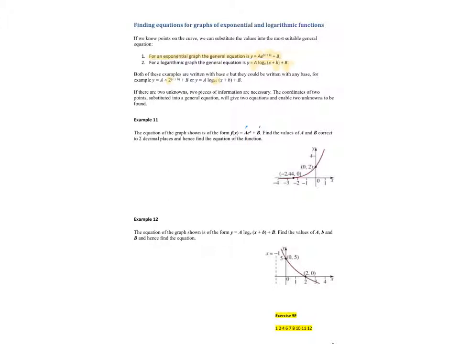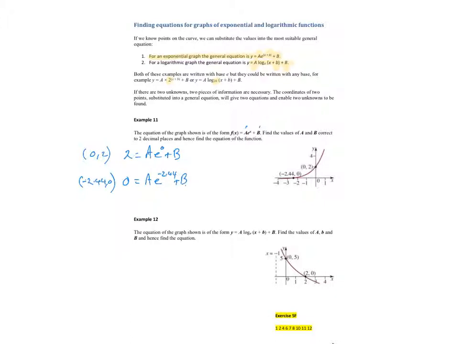I've got the point (0, 2). So x is 0, y is 2. So I get 2 is equal to a e to the 0 plus b. And the second point gives me, what's that? It's (2, 0). Wait, reading the graph it gives 0 is equal to a e to the negative 2.44 plus b.